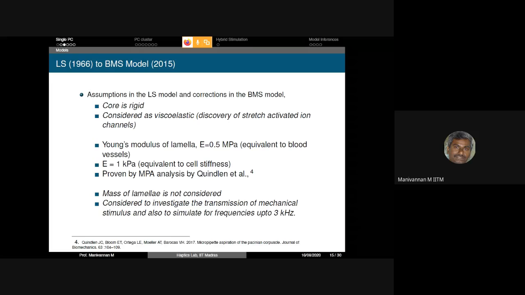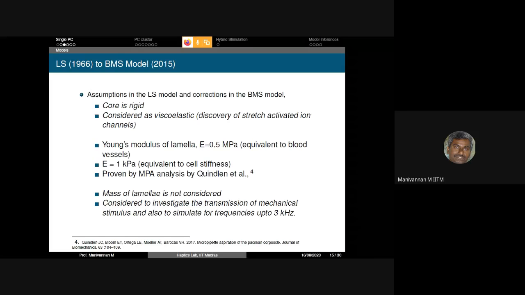And then the Young's modulus was assumed to be very, very high, very stiff like blood vessels. But we found out that that is inaccurate. Again, our recent data shows that it has to be around 1 kilopascal, which is equal to the cell stiffness. This is again validated by another group. We assumed this, modeled it, and got the results. Our results have been validated by another group in Minnesota.